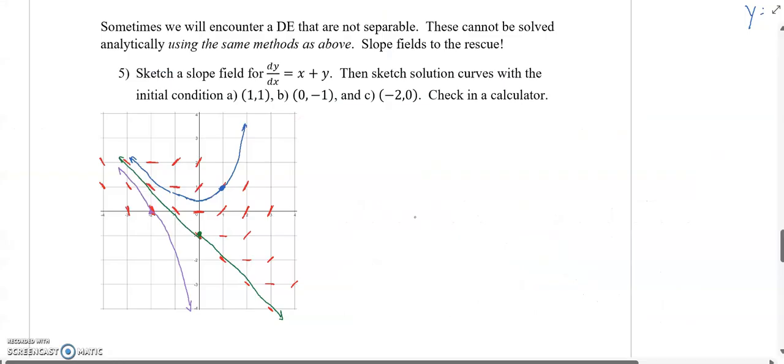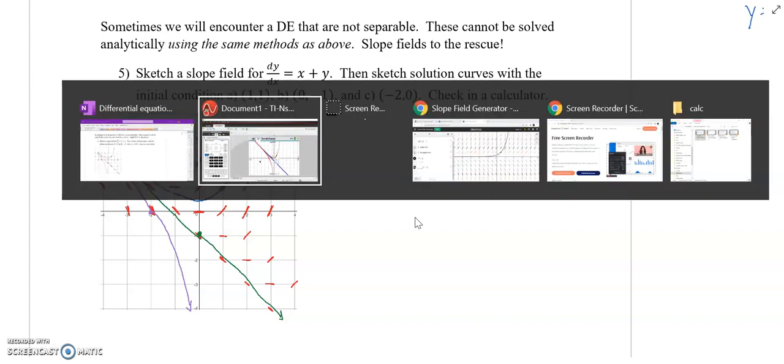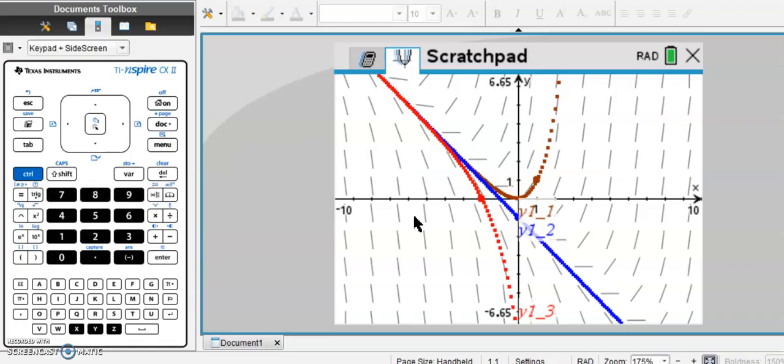So that's a fairly convincing, I think, check in a calculator. We don't know what the equations of those curves are because we can't solve these analytically. At least not in this class, we can't. But we can definitely do some sketches by hand, and we can definitely use technology to check our sketches.